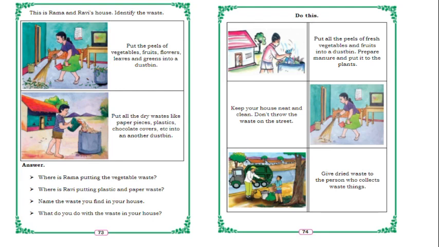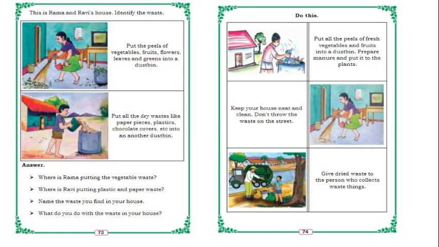So what can we do, children? We can collect the peels of fresh vegetables and fruits in a dustbin, and we can prepare manure, means fertilizer, for our plants or trees, and we can use it. Whatever peels of vegetables and fruits we collect, we can collect in a dustbin and make it manure, and we can put it to our plants.